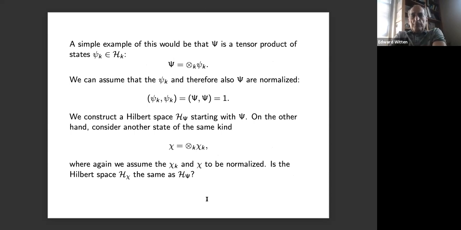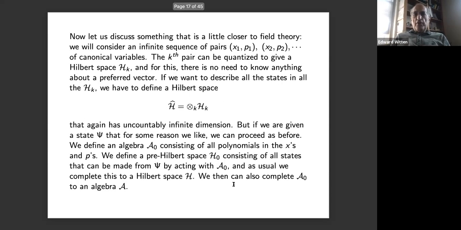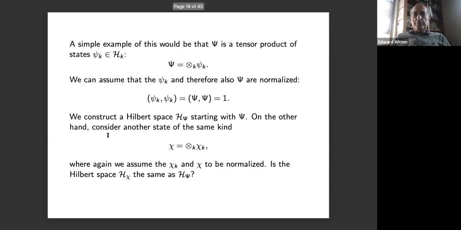So here's a simple example. What it's an example of is this. To get from this ridiculously big Hilbert space to one of a sensible size, we could do, if we had a vector that for some reason we like. So an example would be a vector that's a tensor product of a vector psi_k in each H_k.